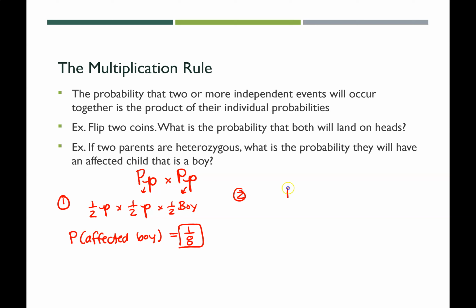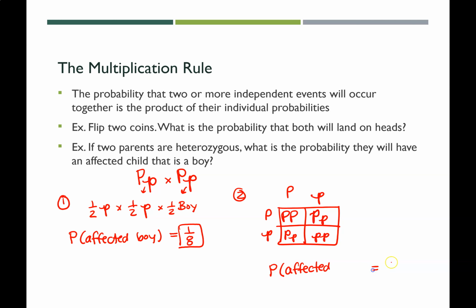The other thing we can do, and you can do it however you would like, is to draw out the Punnett square. So from the Punnett square, we can see that the probability of being affected is one fourth, and the probability of being a boy, because you just know the chance of being a boy is 50%, is a half. So either way, we get to one eighth. So you can do it either way, whichever way you are comfortable with.